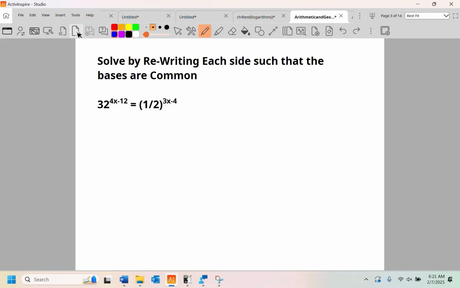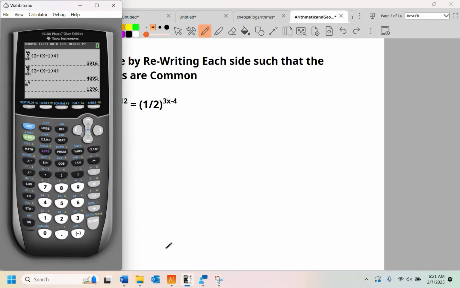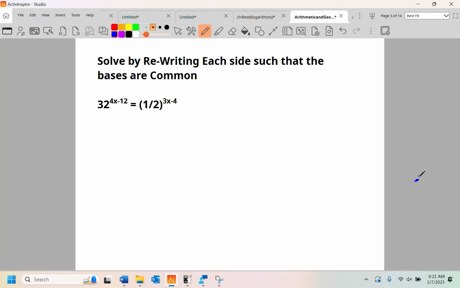Solve by rewriting each side such that the bases are common. It's supposed to be an easy skill, but it turns out it's not. Some of it's because you guys just won't even bother to think. Like you're holding a TI-84 and you don't press powers of 2 to get a 32. 32 is 2 to the 5th. Always has been, always will be. So 2 to the 5th, we already had 4x minus 12 up high.